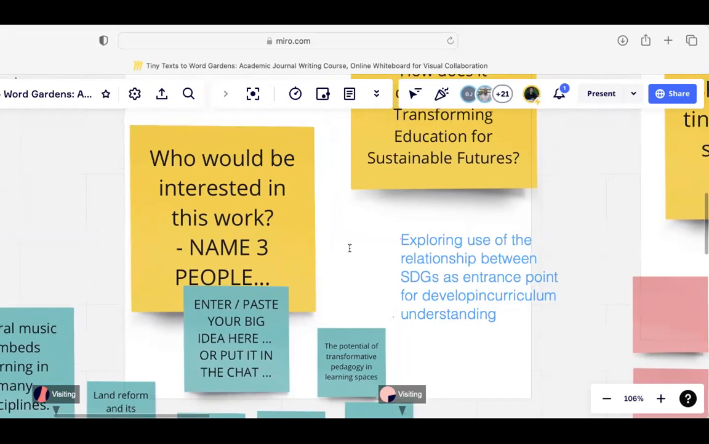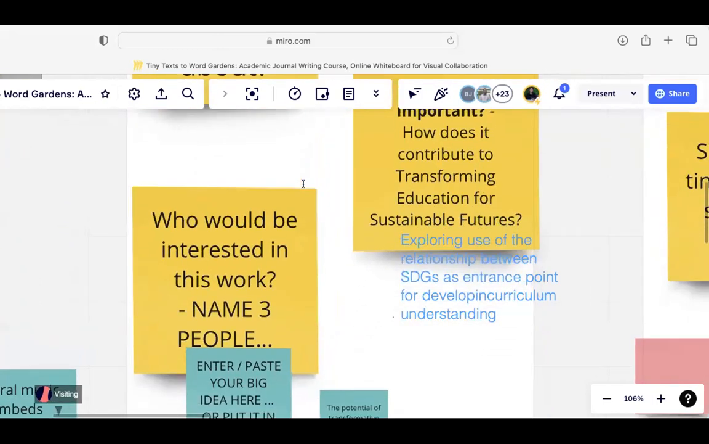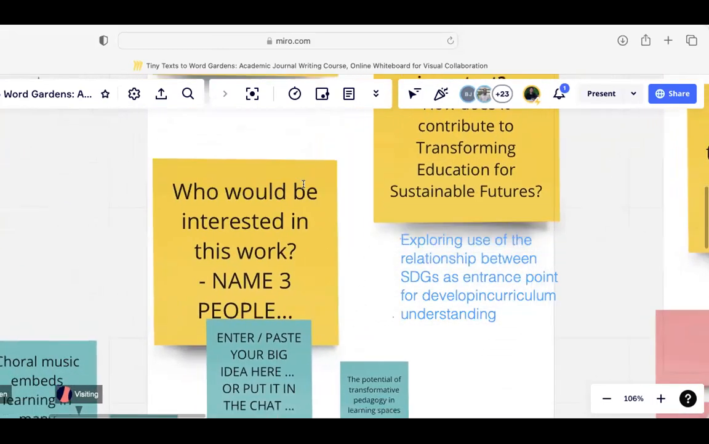Right, now I'm going to ask for a few people to just share with us where they are with this. So if you can open up your mic, put your hand up if you'd like to share with us your thinking so far. What do you want to write about? Why is it important? And who would be interested in your work? Anybody willing to share? Put your hand up, and Previn will help me manage everybody who wants to speak. Anybody, please feel free.